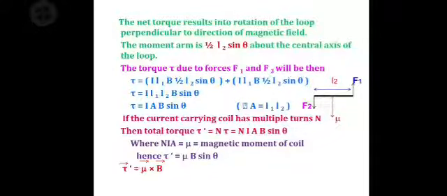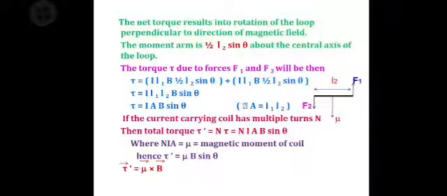If the current carrying coil has multiple turns instead of one turn, say n turns of wire are present, then the total torque acting, tau dash, is equal to n times tau. So you can substitute the value of tau. So it is equal to n IAB sine theta. Remember, here n is the number of turns, I is the current flowing through the conductor, A is the area of the rectangular coil, B is the uniform magnetic field.